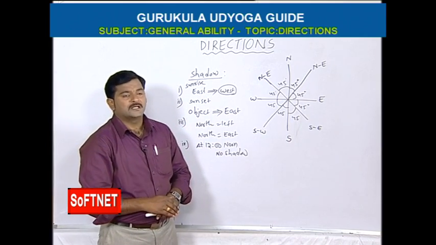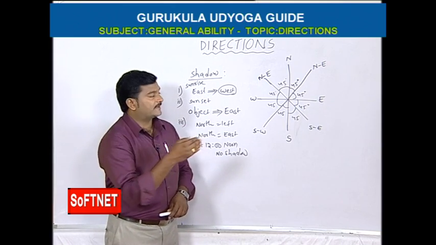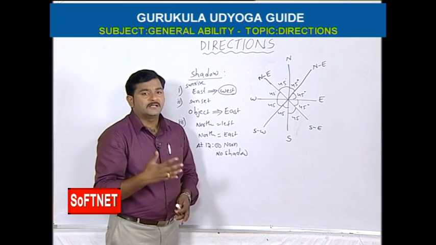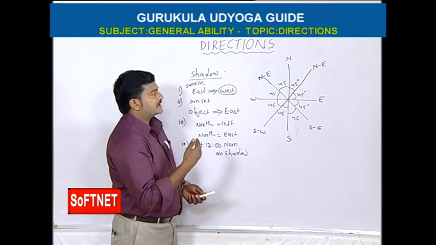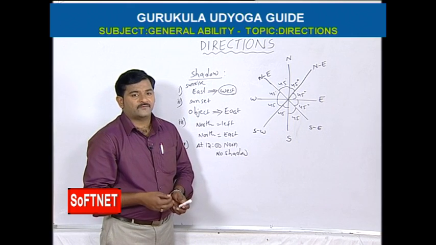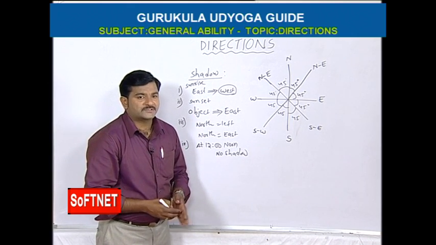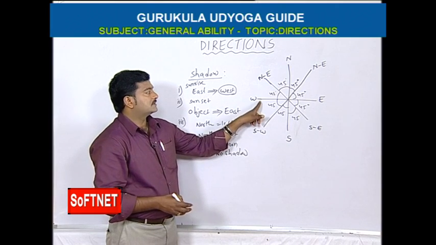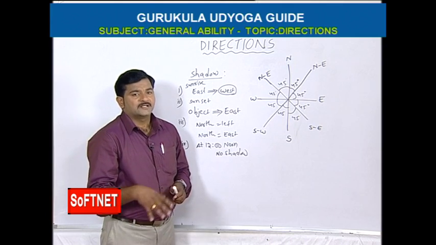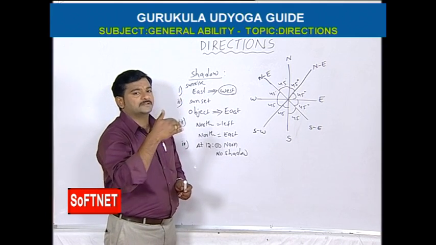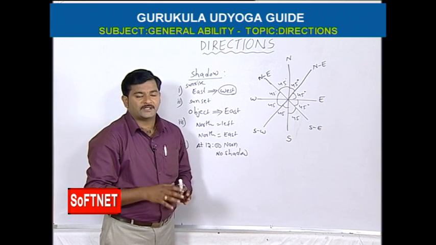That is the second point. And the third point is, think that the person is facing towards north, or else the object is facing towards north. Then the shadow of an object in the morning time is always towards left. So left means west. And at the time of sunset, if the person is facing towards north, then his shadow will always be towards east.